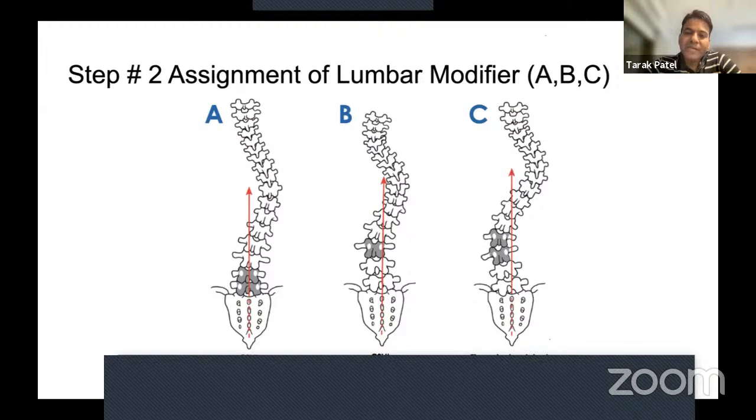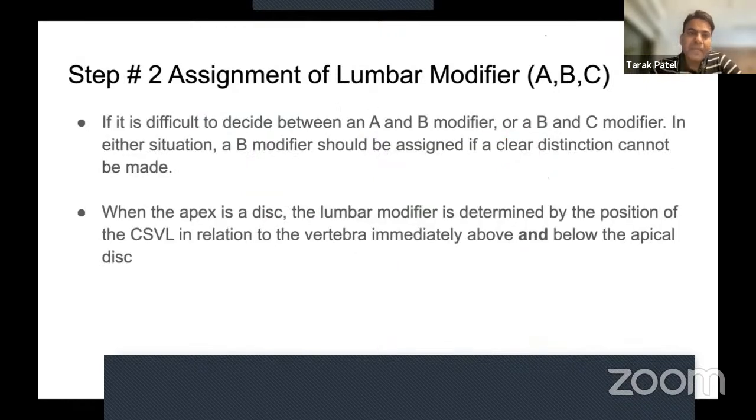If the CSVL touches the lateral part of the pedicle, or passes between the medial part of the concave pedicle and the lateral edge of the apex vertebra, then it is considered as a type B. And if the CSVL is not passing through the apex, if the apical vertebra is lateral to the CSVL, then it is considered as a type C. If it is difficult to decide between type A, B, or C, then in those cases we have to assign this as a type B modifier.